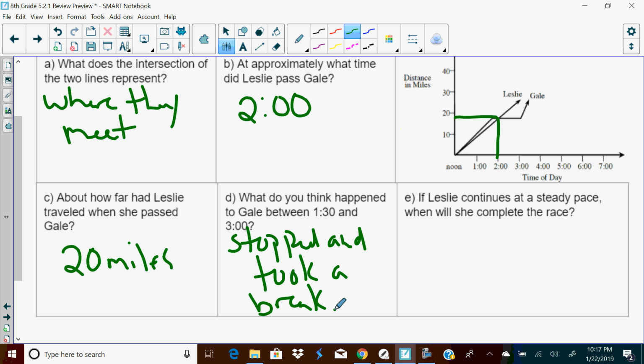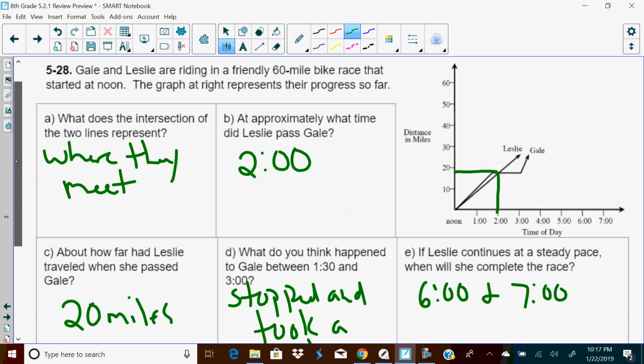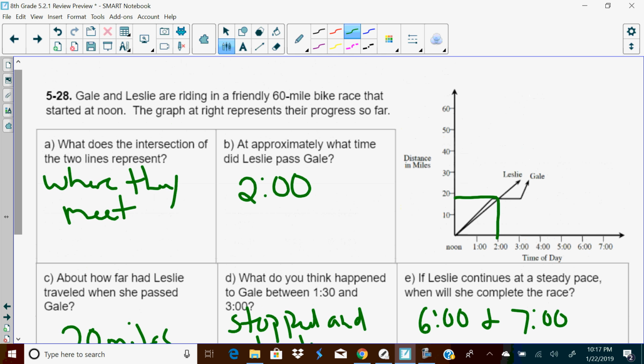If Leslie continues at a steady race, when will she complete the race? I said anywhere between 6 and 7 o'clock. She completes the race, so if she keeps going, that's her line, keep going. So she has to get to 60 miles. So it's somewhere in between the two.